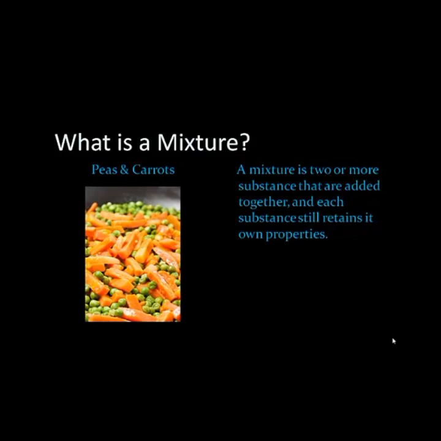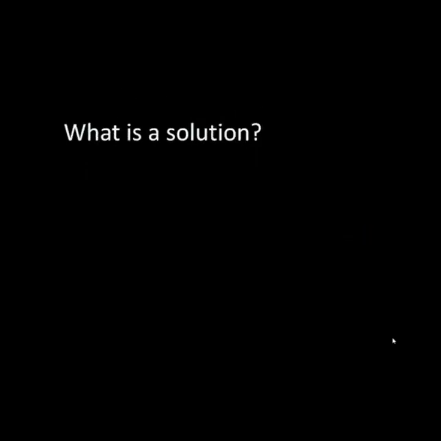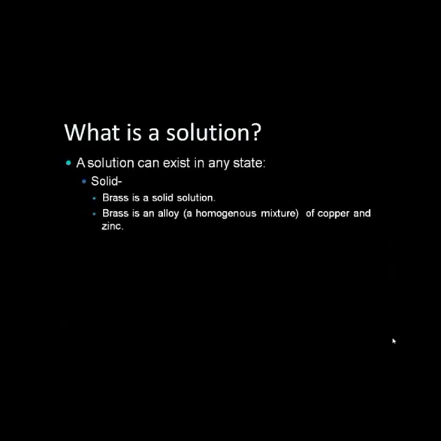They still have their own properties. What is a solution? A solution can exist in any state. It can be a solid. Brass is a solid solution. It's an alloy of copper and zinc, such as this trumpet that we have right here.